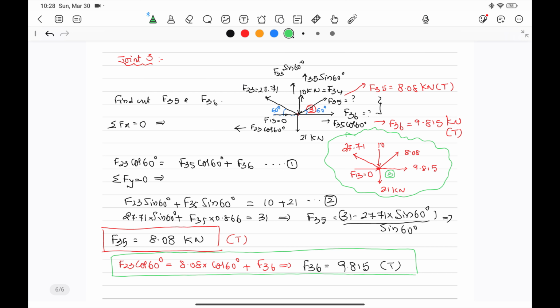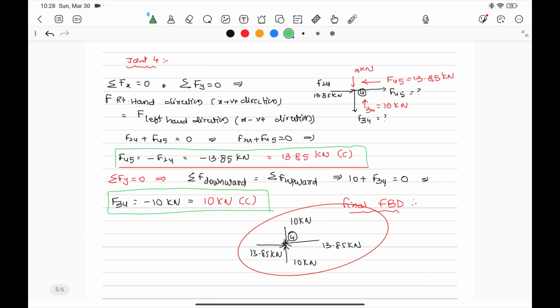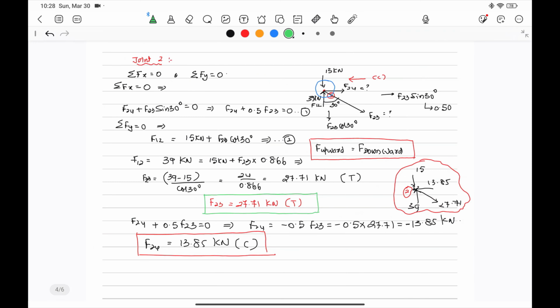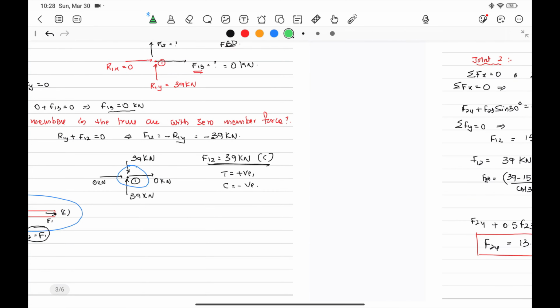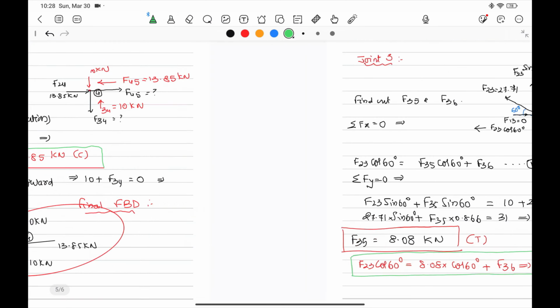Now, I feel with this I will stop today's class. About 75% of the member forces I have calculated, and you are left with member 9, member 10 and member 11. I hope with these concepts you will be able to solve these three members 9, 10 and 11. Please solve them as a homework. Please do as a homework.